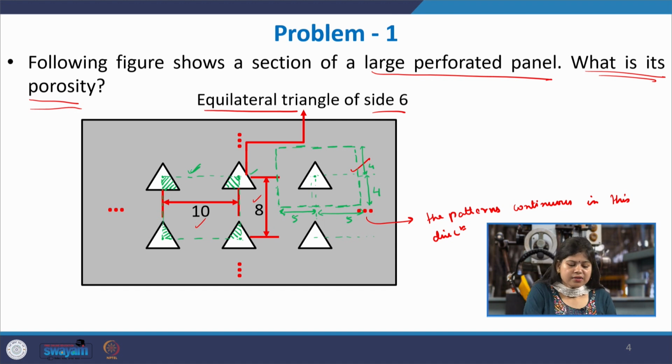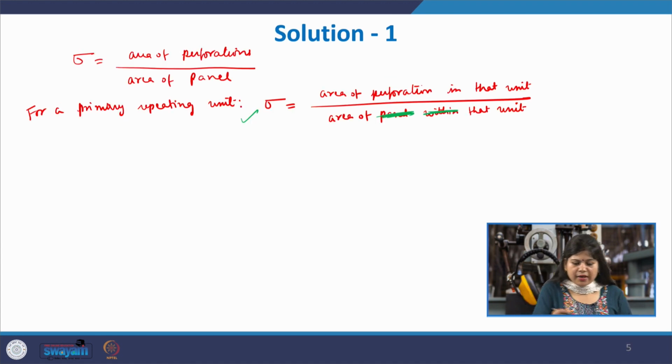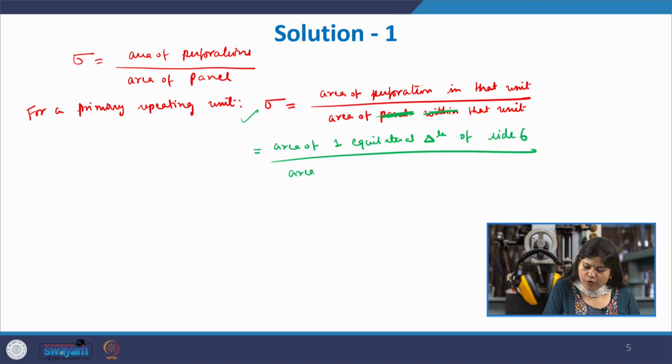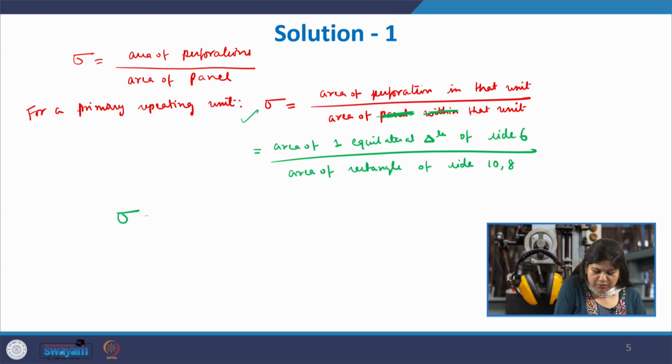So, either you consider this unit or this unit, with both you will get the same answer, and that would be: the area of the perforation is the area of that one equilateral triangle of side 6, and this is the area of the rectangle of side 10, 8. Then simply the porosity can be found. Let us see how you find the area of the equilateral triangle.